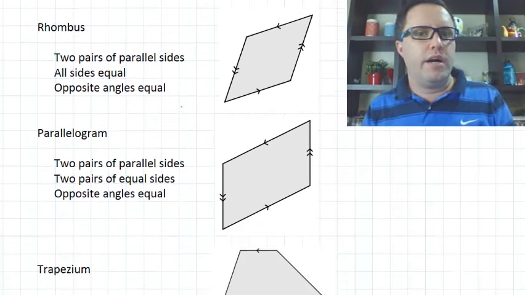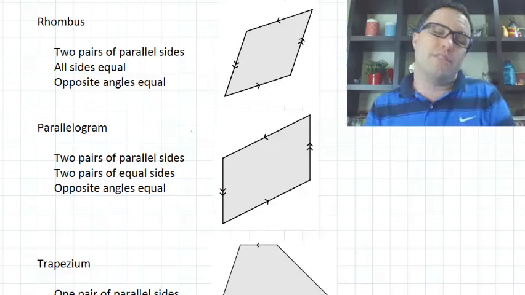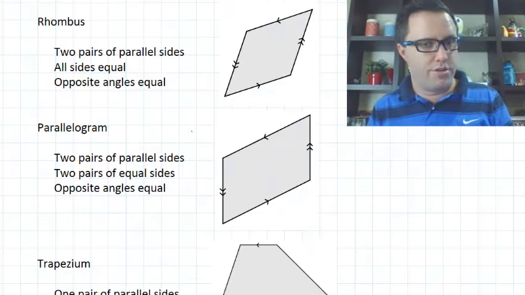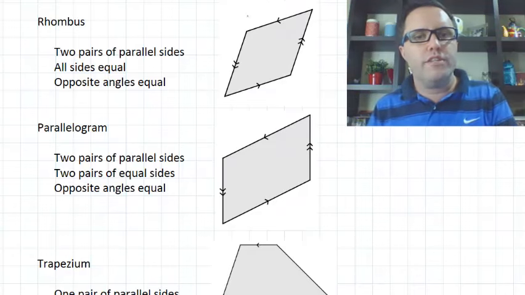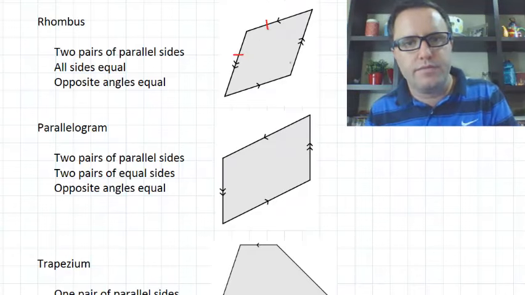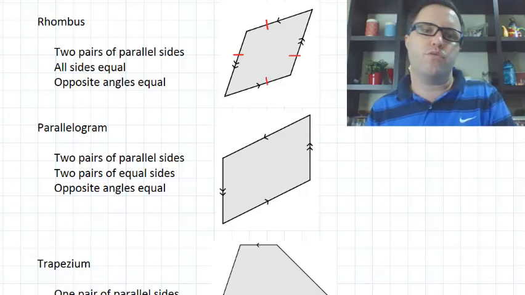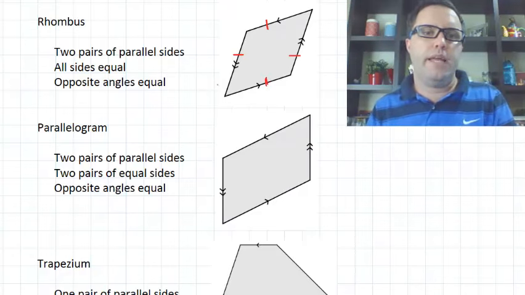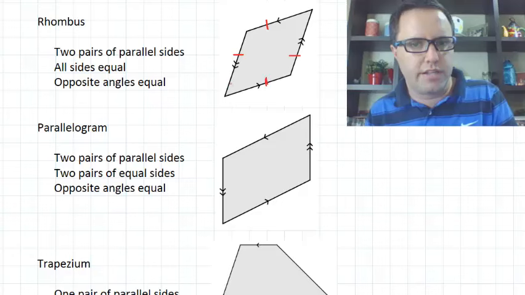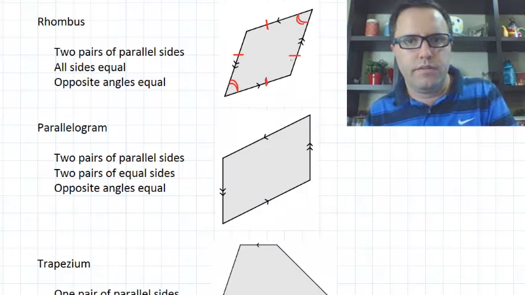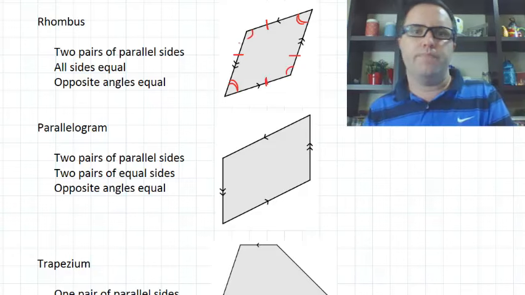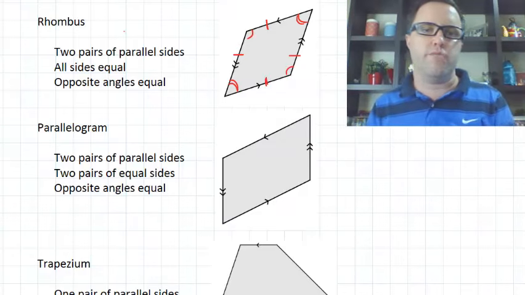All right, next one is our rhombus. You might also know this as a diamond, but rhombus is a more correct term. So it has two pairs of parallel sides as shown on this drawing. All of its sides are equal to each other. Okay, so it's like a squashed square. All right, and its opposite angles are equal to each other. So this one is equal to this one, and this one is equal to this one. All right, so that's sort of how it works with our rhombus.